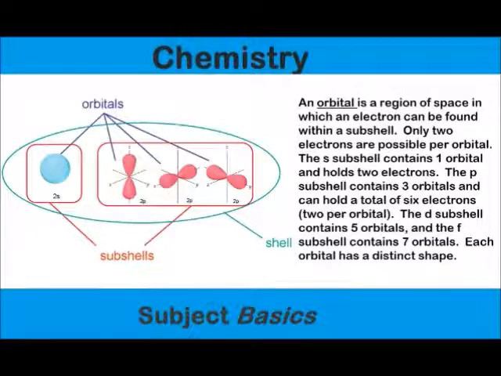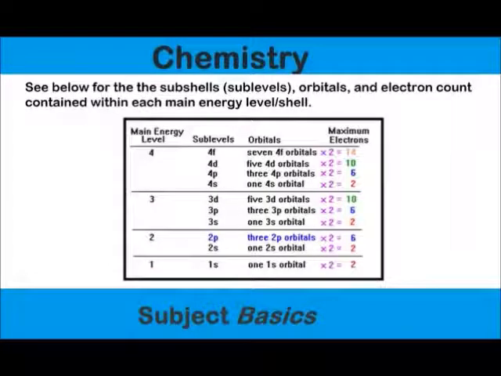And since we now know the main energy levels, the different sublevels that these energy levels contain, and the electron counts of those sublevels, it is easy to note the number of orbitals for each main energy level. The chart on your screen provides specifics.